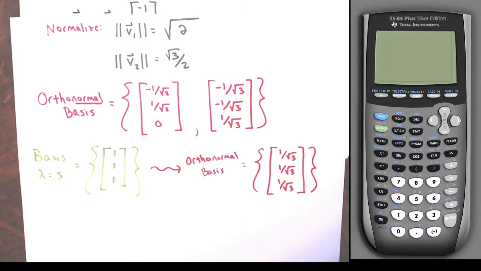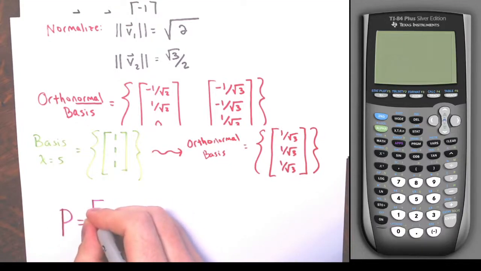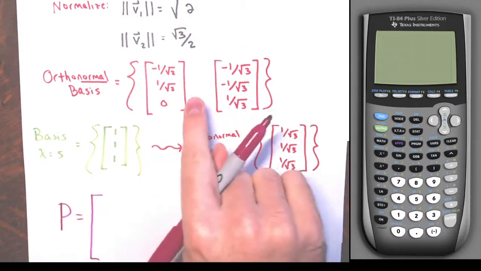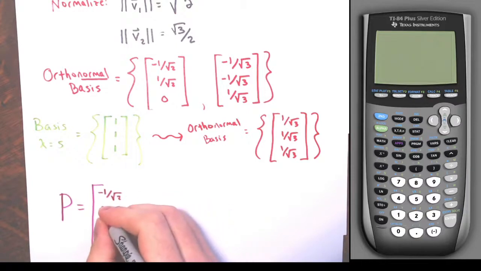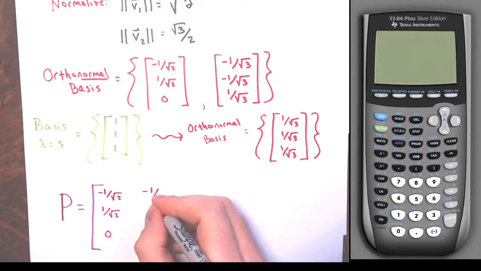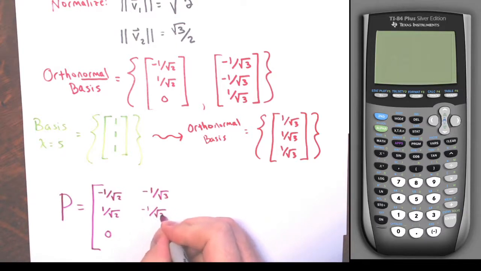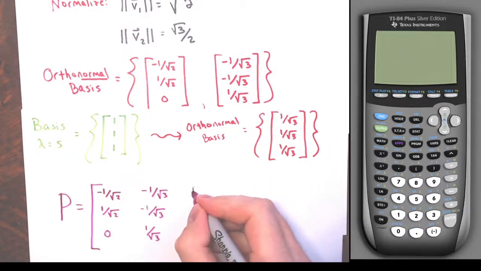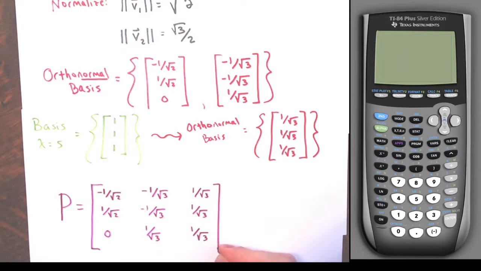So let's write it. Here it is, matrix P equals a 3 by 3 matrix, where I'll make these two the first two columns. So negative 1 over the square root of 2, 1 over the square root of 2, 0. The second column, negative 1 over the square root of 3, negative 1 over the square root of 3, and 1 over the square root of 3, using these orthonormal basis vectors, and finally 1 over the square root of 3, 1 over the square root of 3, 1 over the square root of 3.